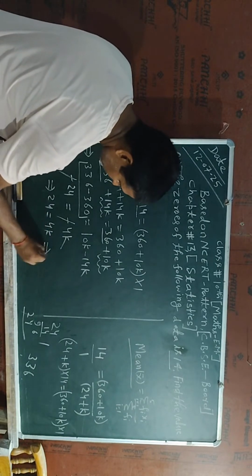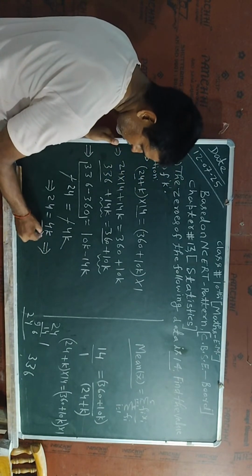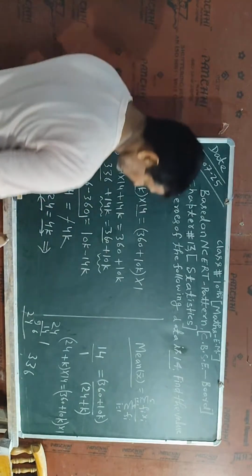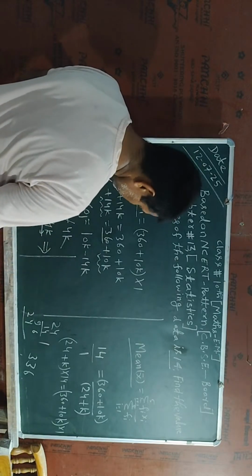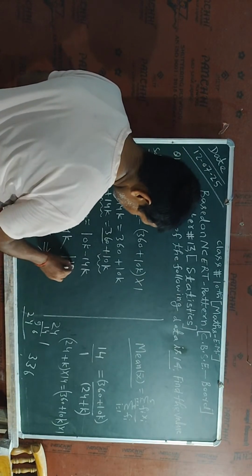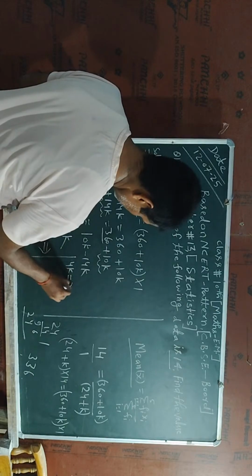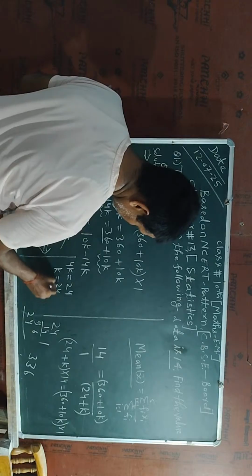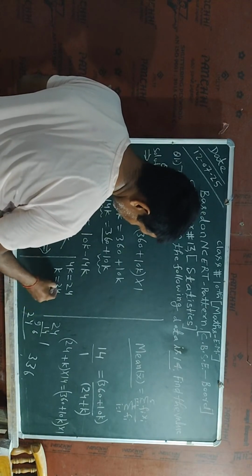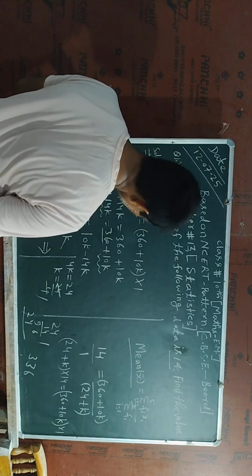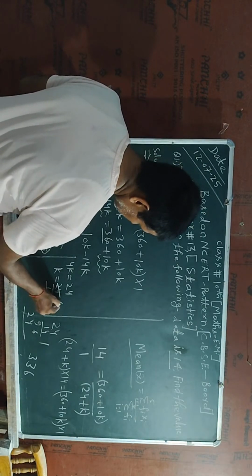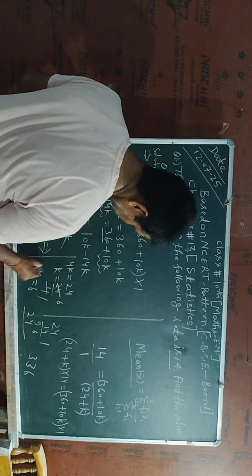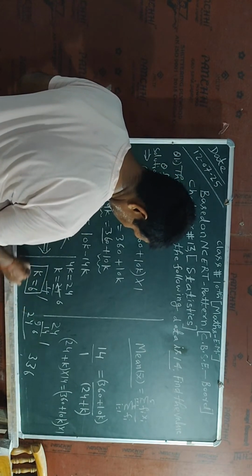Now further I will write this right value on the left hand side and this left hand side value on the right hand side, so there will be no change. So 4k is equal to 24. Now k is equal to 24 divided by 4. 4 times 1 is 4, 4 times 6 is 24. So the value of k is equal to 6. This is the answer of my question.